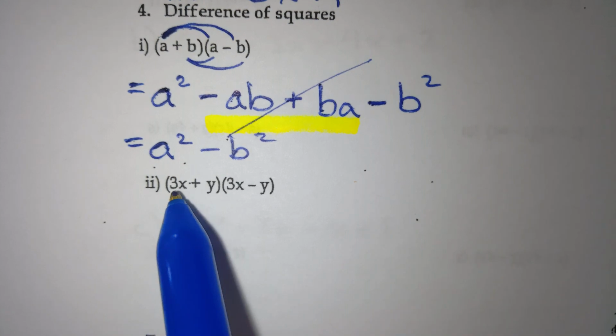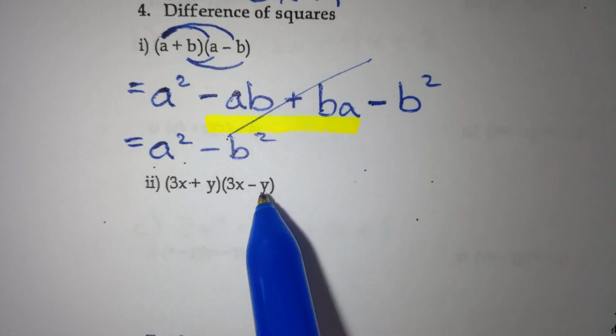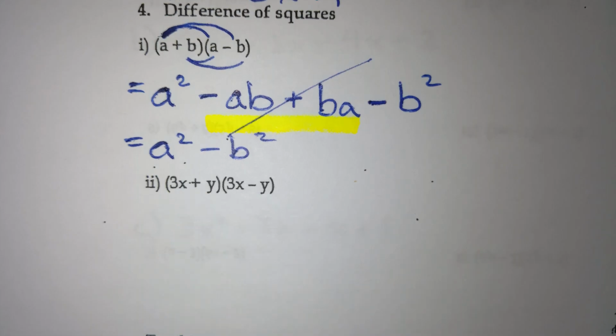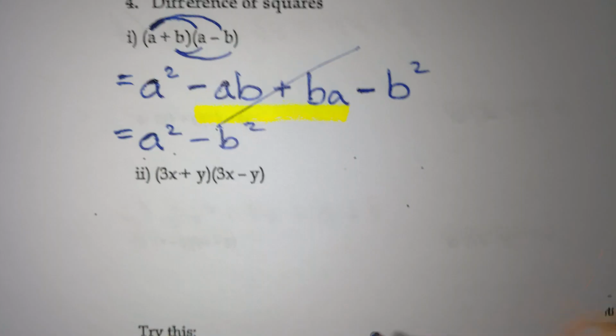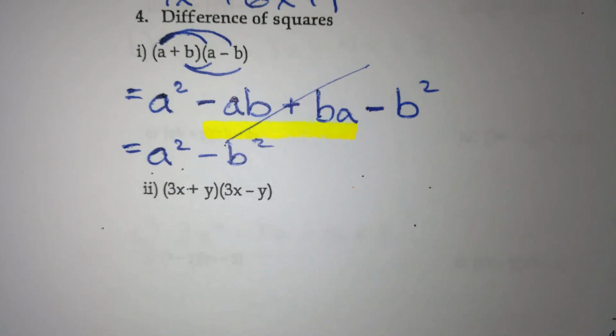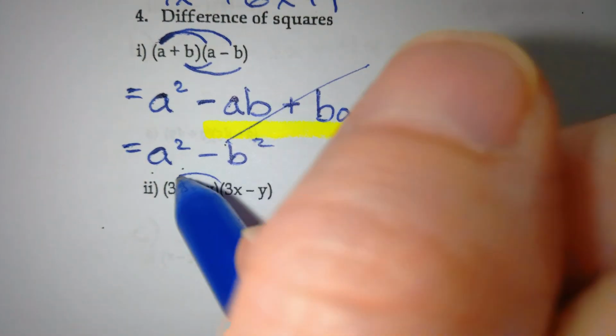How do you tell? 3x, 3x, y, y. One is plus, one is minus. Okay. So let's just say I don't recognize it. I didn't recognize it, and I do the full FOIL.